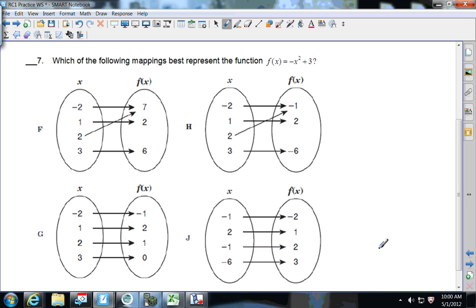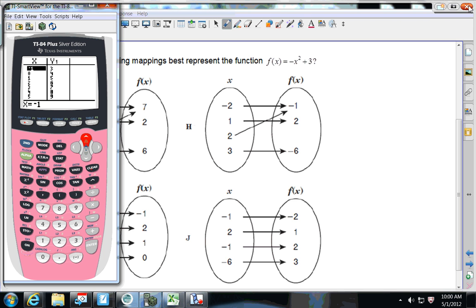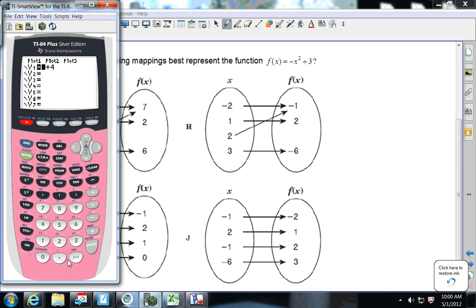On number 7, it says, which of the following mappings best represent, and it gives you this function. So what I would do, again, every time you have an equation, I would go into the calculator and put into the y equals negative x squared plus 3. And I would go second graph.